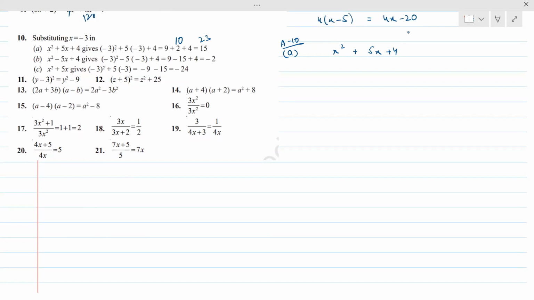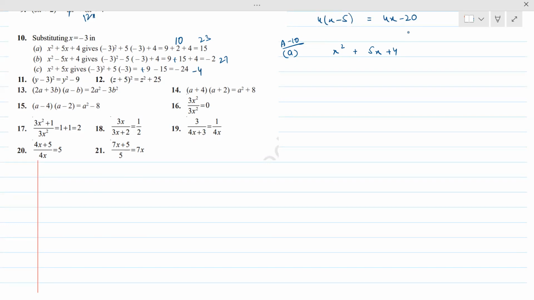Similarly, in this, it would be minus 3 whole square minus 5 into minus 3 plus 4, which is 9. Minus, no, it should be plus 15 plus 4, which is 15 plus 4, 19 plus 9 is 28. This is x square plus 5x. So minus 3 square plus 5 into minus 3, which is minus 9 minus 15. It is not minus 9. Anything square is a positive number only. So 9 minus 15 is minus 6.